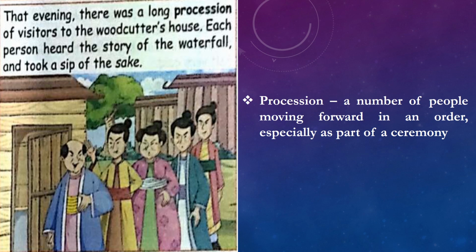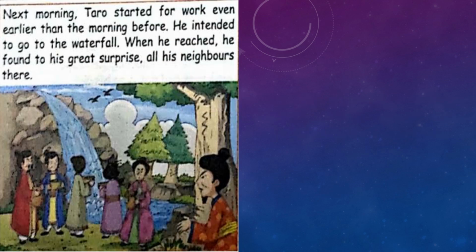What happened next? Next morning, Taro started for work even earlier than the morning before. Okay. So he intended to go to the waterfall. When he reached, he found to his great surprise all his neighbors there. So in the next morning, what happened? Taro started for work even earlier than the morning before. Okay. He had gone to that forest one day before in the morning. So he went over there again earlier than that time. Okay, so he intended to go to the waterfall. Obviously, he got the sake from there, so again he wanted to go over there.